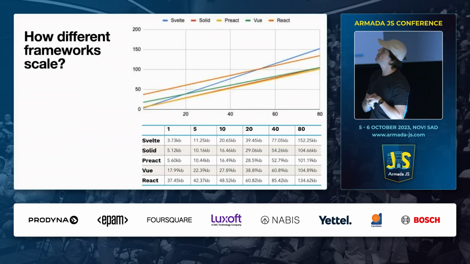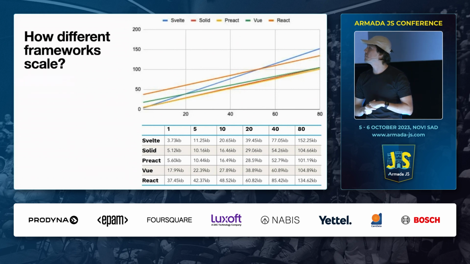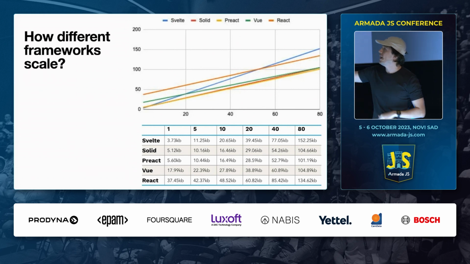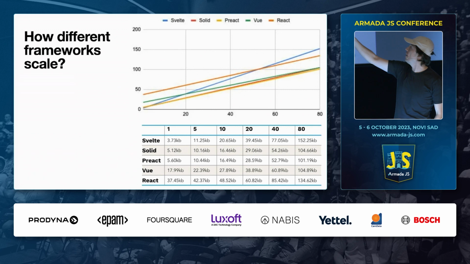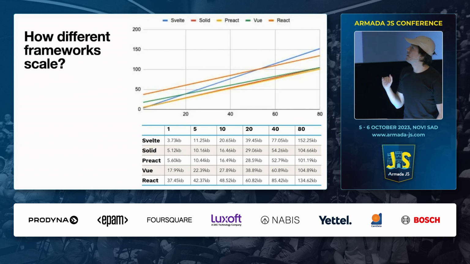This graph is very, very interesting. I put it in all my talks. This is from a blog post from Ryan Carniato, the creator of SolidJS. We have different applications from 1 up to 280 components, and we see how big these applications are. And then we plot it in a graph. And there are very interesting things. All of them have a linear slope. This means that as the number of components grows, the amount of JavaScript grows linearly.